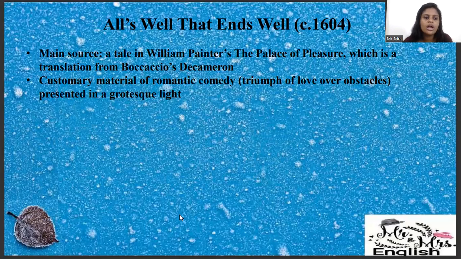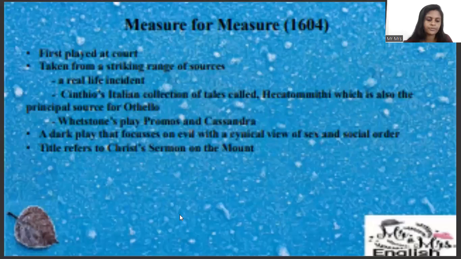from Boccaccio's Decameron. And this is the customary material of romantic comedy, the triumph of love over obstacles, that you can see here in All's Well That Ends Well, but at the same time, it is presented in a very grotesque light. Okay, so that is why it is considered to be a dark comedy. Of course, it has the features of romantic comedy. The lovers achieve their end at the end of the play, but at the same time, it is presented in a very grotesque light. So that is why All's Well That Ends Well is a dark comedy. It was published in 1604.